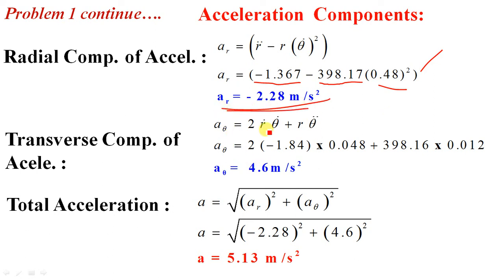Similarly, what is the formula? a θ is twice r dot θ dot plus r θ double dot. Substituting each of the values that we have already found in the last slide, from that you will get the value of a θ. Substitute the values of a r and a θ in this equation, so you will get the total a, 5.13 meter per second square. That is the total acceleration. This is the radial component of acceleration, this is the transverse component of acceleration, and this is your total acceleration.